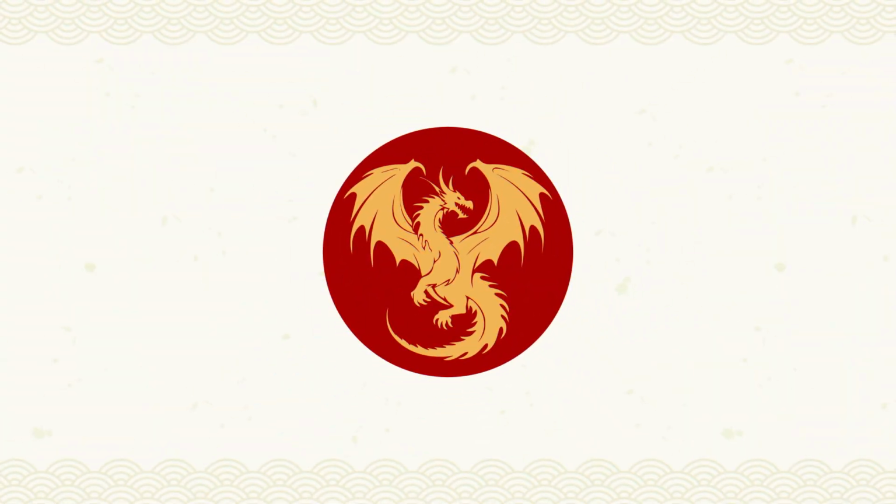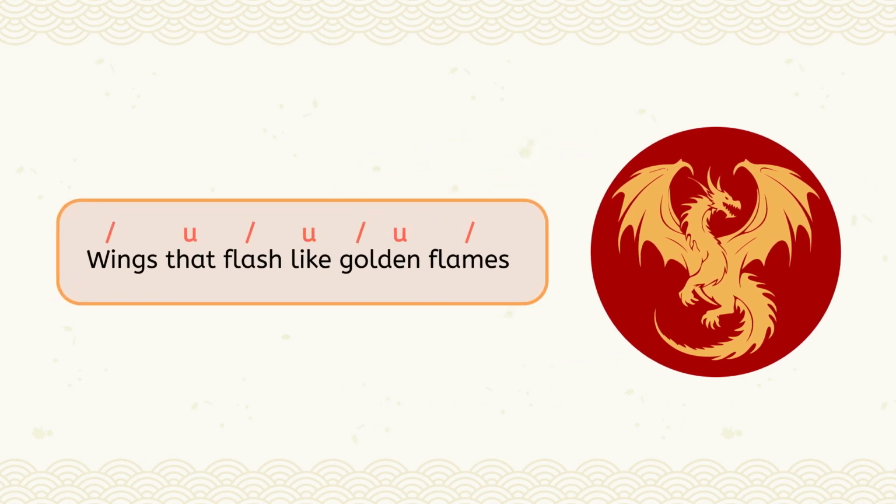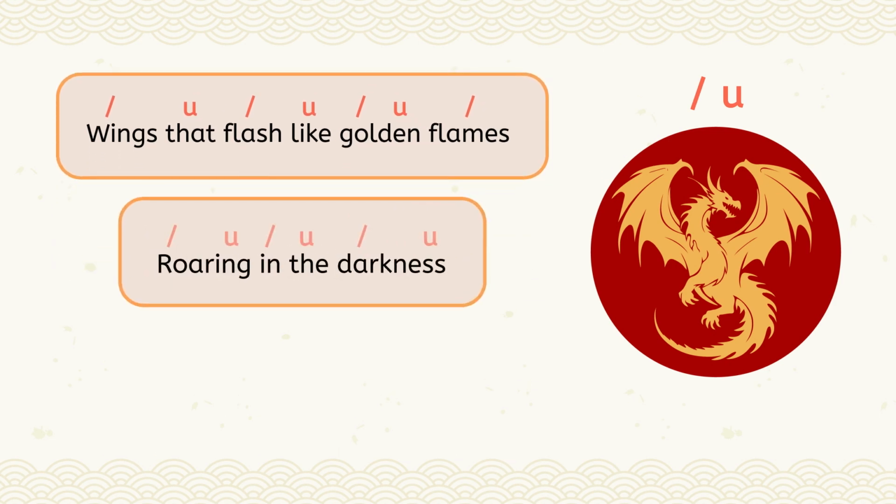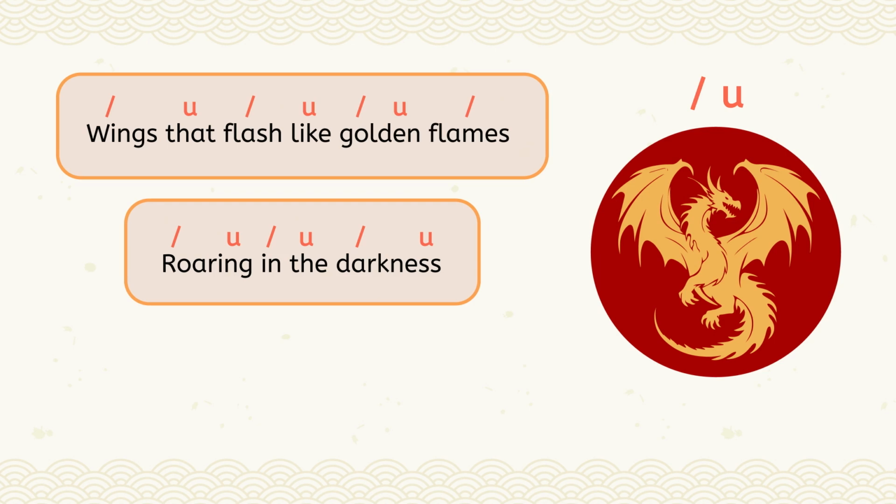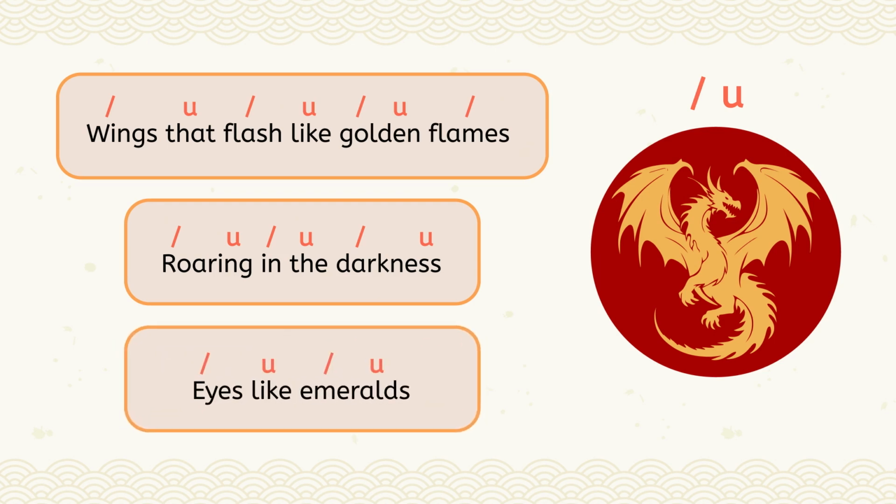As an example, let's say I'm writing about a dragon. I imagine this dragon has wings that flash like golden flames. In that line, I used a stressed syllable, then an unstressed syllable, and continued that pattern. Then I'll write more lines or phrases using the same meter, like roaring in the darkness, or eyes like emeralds.